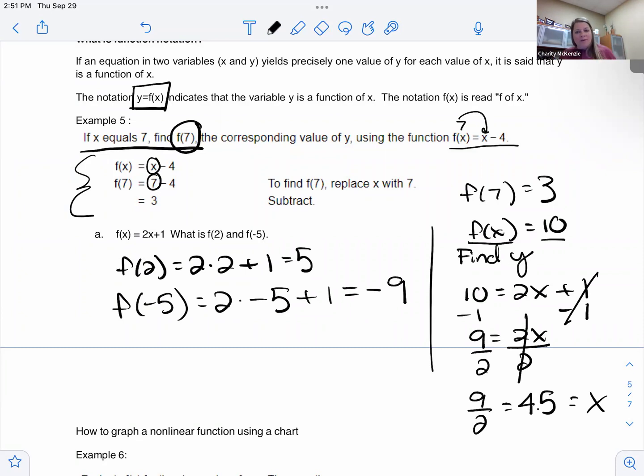So you can work the other way and it'll just say that f of x equals a number. So if they put the number in like this, that means put it in for x. If they say f of x equals, that means that's y. And then solve back or forth, whichever one.